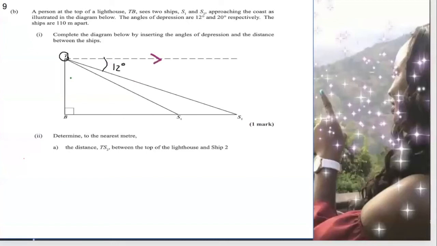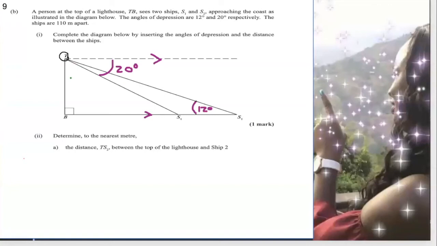Now, let's look at what's happening here with the 12 degrees. This horizontal line is parallel to the line BS2, where BS2 is the surface level of the sea because we're sailing in the sea. So this is at the ground level. So this is parallel, and this line of sight represents the transversal line. And we know from geometry, if this is 12 degrees, alternate angle, it means that right here I will have 12 degrees also. In addition to this, remember the next angle is 20 degrees. It will be formed between the horizontal line and the line of sight for S1 to look at the ship S1. So the angle that is formed is 20 degrees.